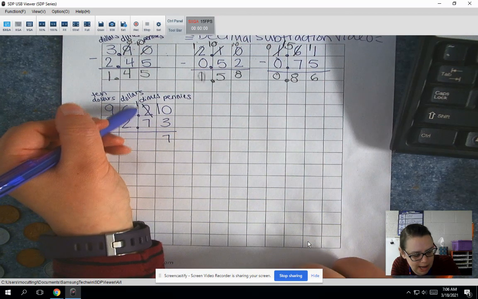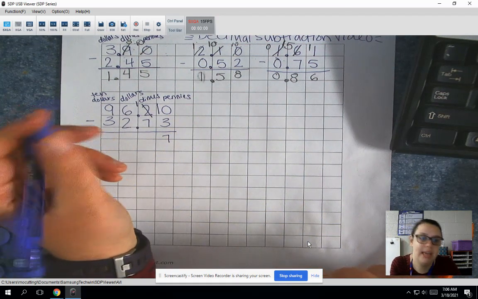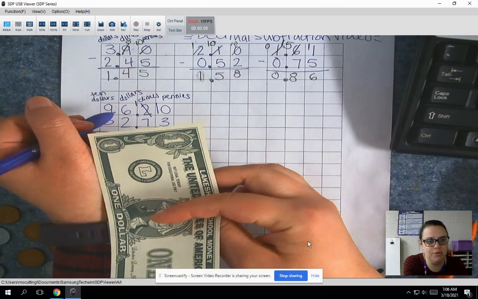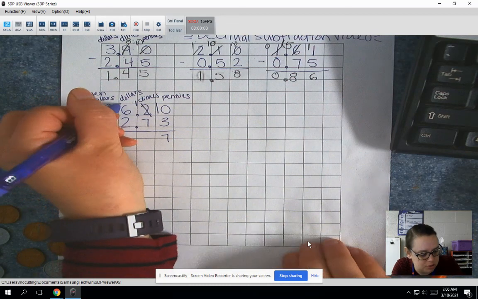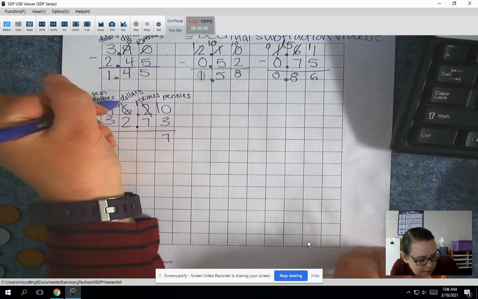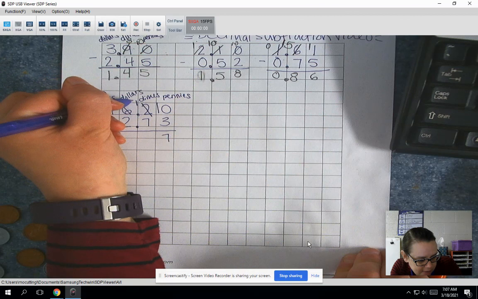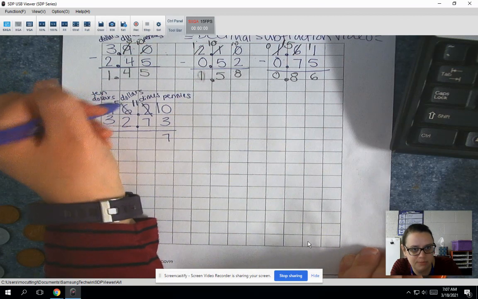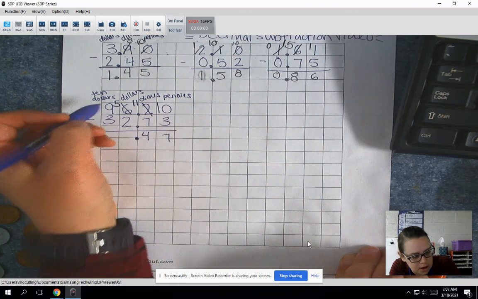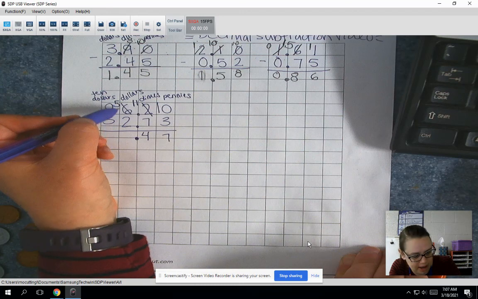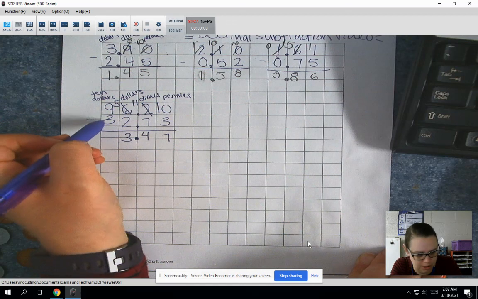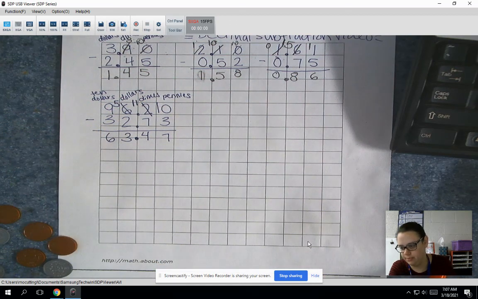So now I have 1 dime, I need to take away 7. Can't do that. So I need to go and get a dollar bill from the next door neighbor, cash it in for 10 dimes. So instead of $6, now I have $5. And then I have 10 more dimes, so now I have 11 dimes. Okay, so 11 dimes minus 7 dimes, I have 4 dimes left. Now I go over to my dollars. $5 minus $2 is $3, and $90 minus $30 is $60.